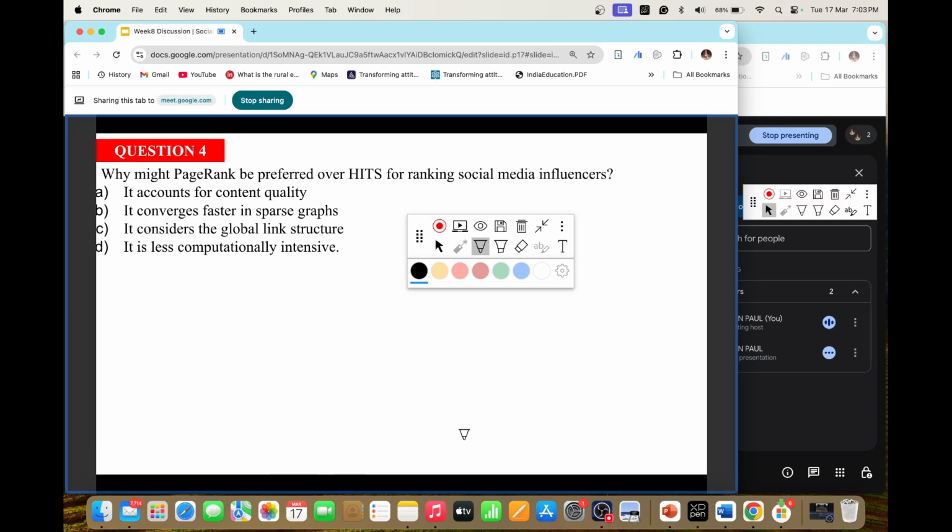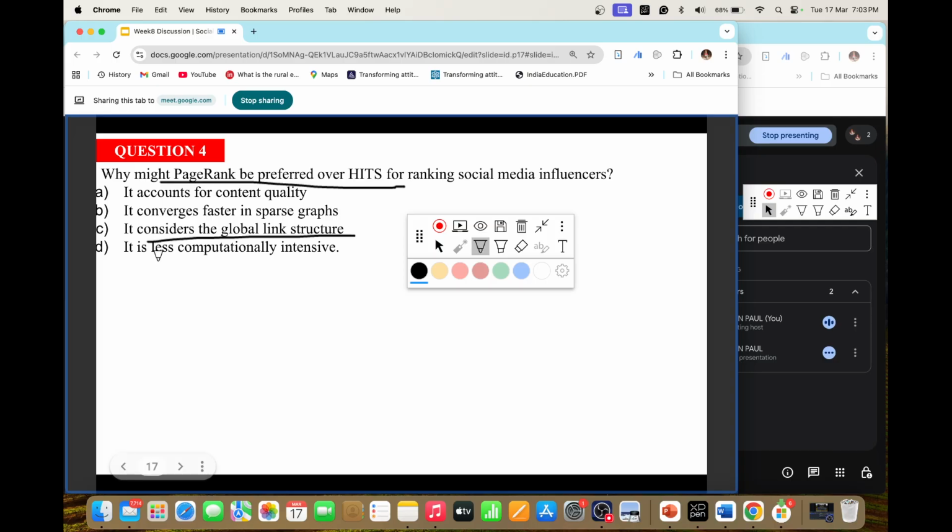Now let's move on to the next question. Why might PageRank be preferred over hits for ranking social media influencers? Option A, it accounts for content quality; option B, it converges faster in sparse graphs; option C, it considers global link structure; option D, it is less computationally intensive. So PageRank is preferred over hits because it considers the global link structure.